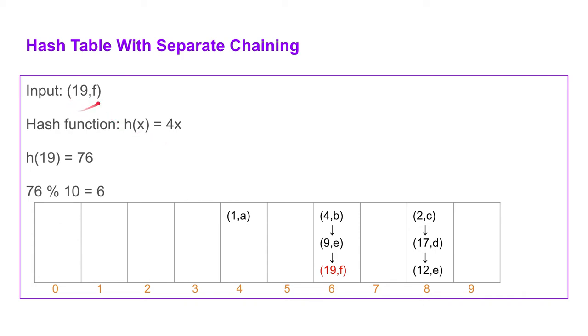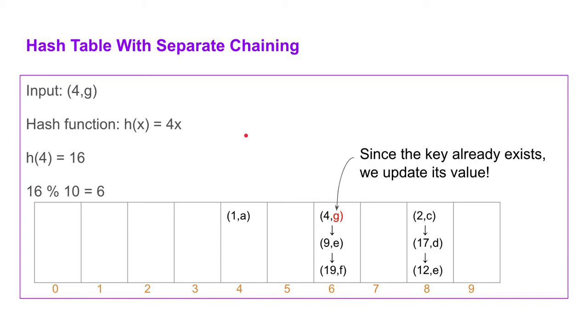19F is very similar. If I hash 19, I get a raw output of 76. If I then mod that by the number of buckets 10, I get 6 as my final index. So 19F joins the party in this linked list. All right, 4G. This is the most important part of this problem, 1A, I think. So 4G, the process for inserting this is the same as everything else. I'm going to hash 4, get a raw output of 16, and then mod that by the number of buckets 10, to get a final index of 6.